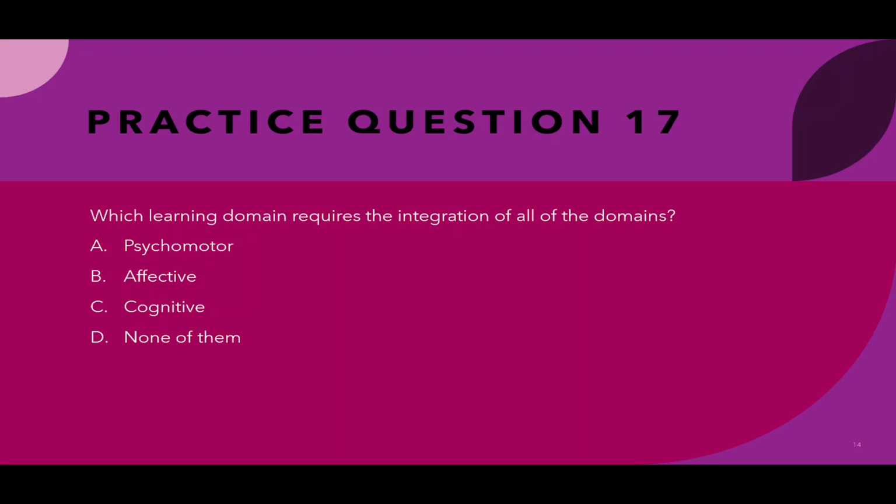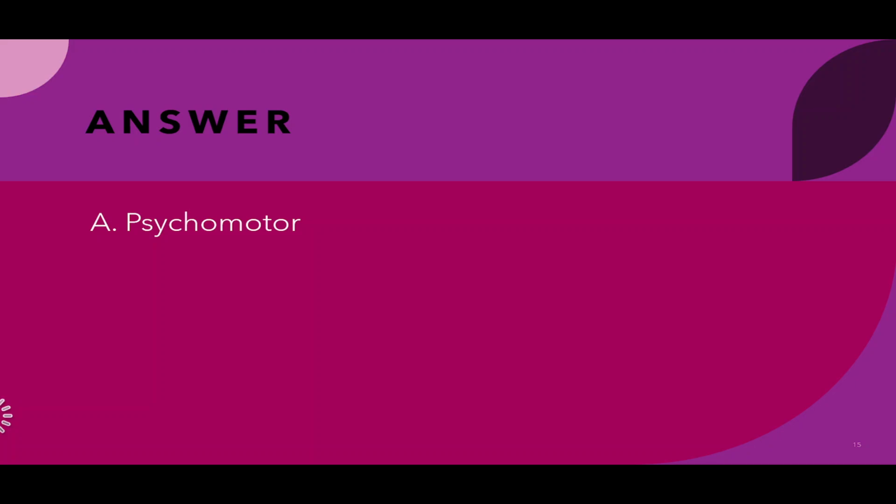Which learning domain requires the integration of all of the domains? A, psychomotor, B, affective, C, cognitive, D, none of the above. The answer is A, psychomotor, because the affective domain recognizes the value of what is being learned, and the cognitive domain includes knowing the principles, relationships, and processes involved in the skill.